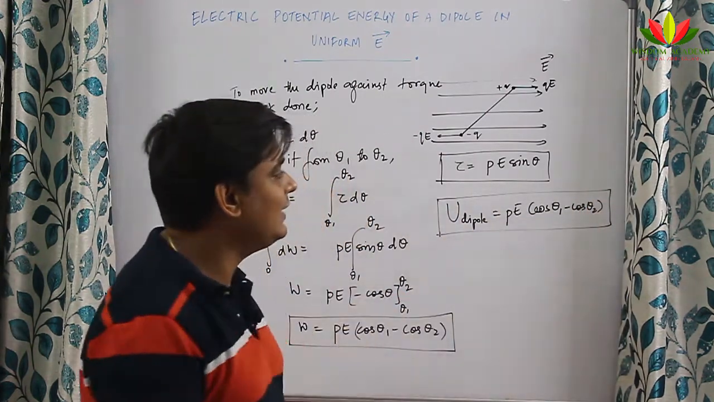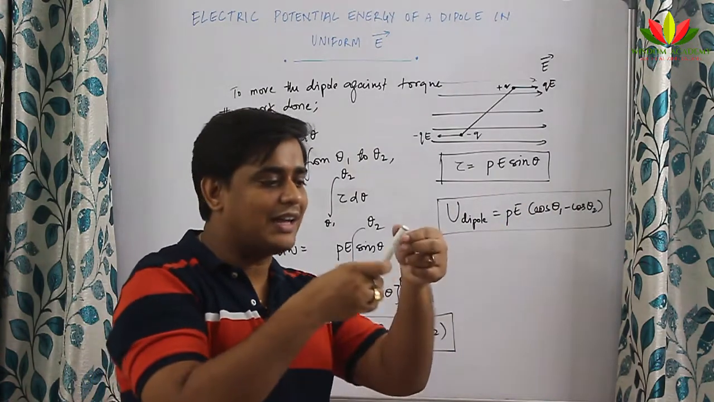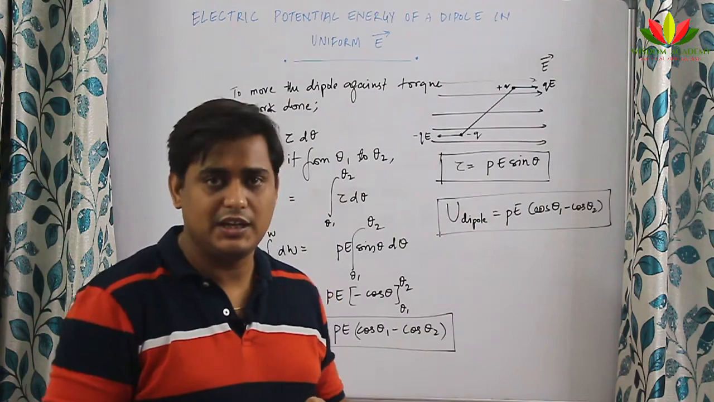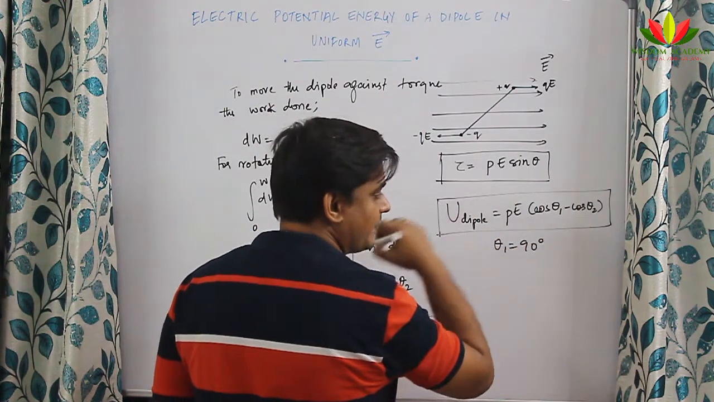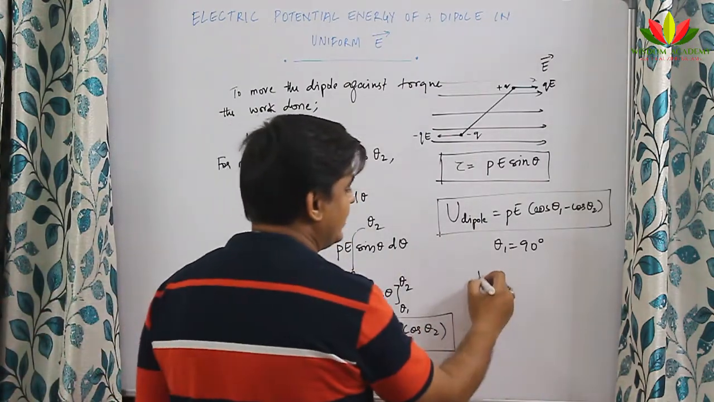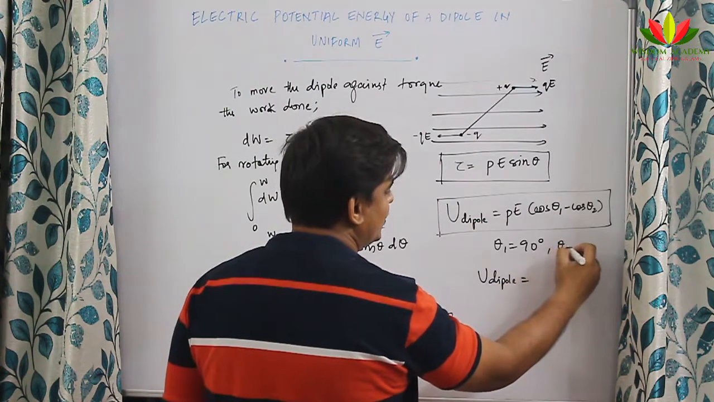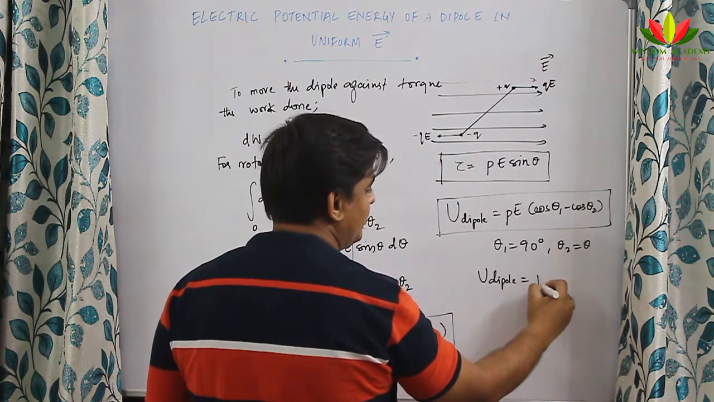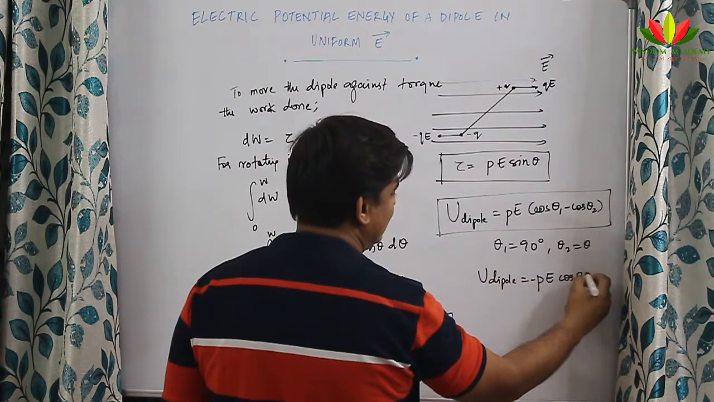So theta 1 is the initial position and theta 2 is the angle to which you have brought it, right? Suppose I take theta 1 as 90 degrees. Then what will the equation be? Cos 90 is how much? 0. So I can write U dipole is equal to, and theta 2 is theta, so U will be equal to pE minus cos theta.